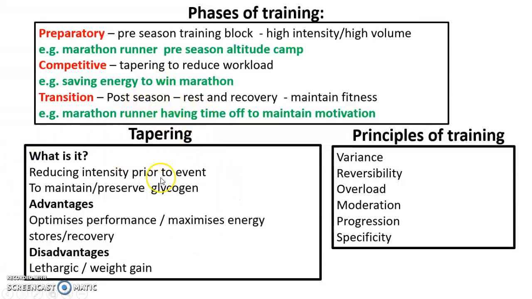Tapering, okay, a real scope for evaluation here: reducing intensity prior to the event to maintain preserved glycogen. Advantages, we've got the stuff here, disadvantages here, really important. Of course, that is a likely 2 to 3 mark question, so a really important one to put on there. And I've just made these key bits, just mention these with regard to the link to the marathon runner.